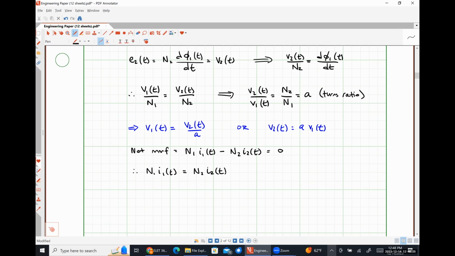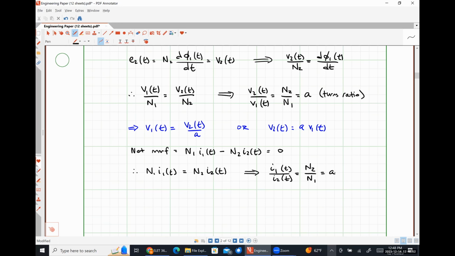And this relationship can be rearranged such that we have I1 of t divided by I2 of t is equal to N2 divided by N1, which is once again our turns ratio.